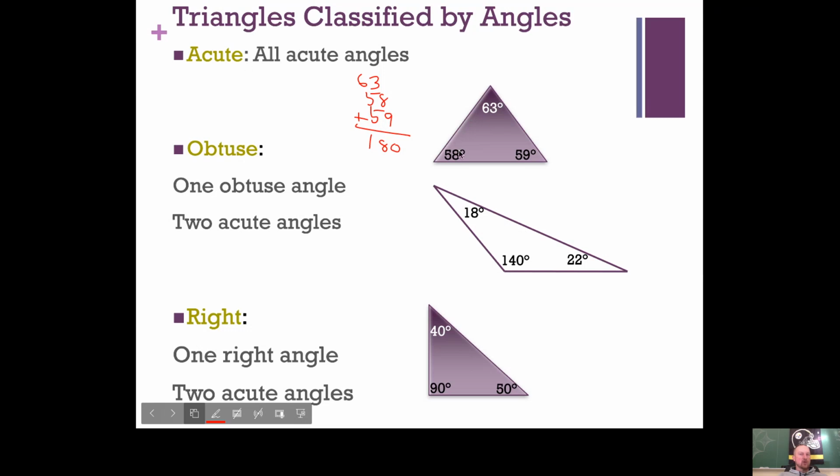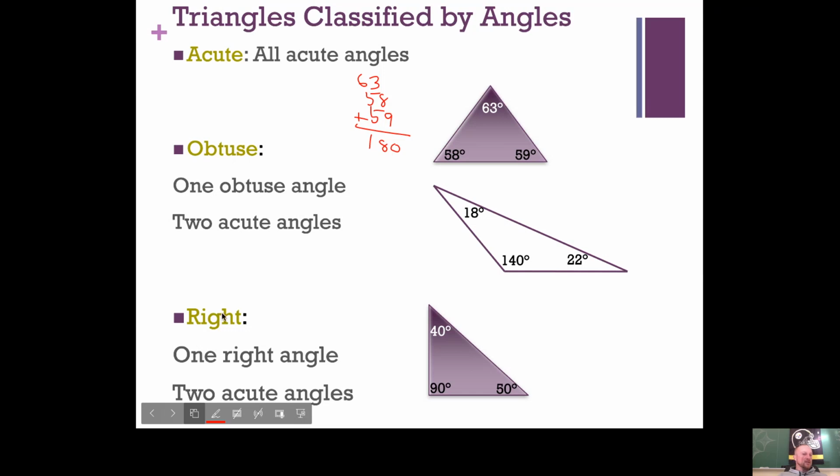Acute triangles, all three angles are acute. Obtuse triangles, there's only one obtuse angle. So here's that one obtuse angle. Think about what would happen if there were two obtuse angles. You would have more than 180 degrees already. So again, that's useful information to help you understand why there's only one obtuse angle in an obtuse triangle. So the other two must be acute. And if you wanted to, you could add these three up. It's going to equal 180 as well.